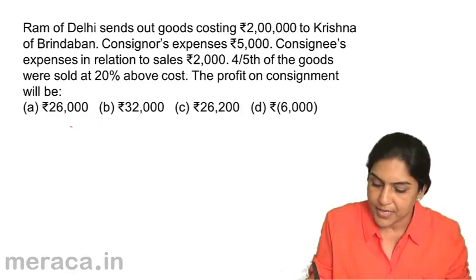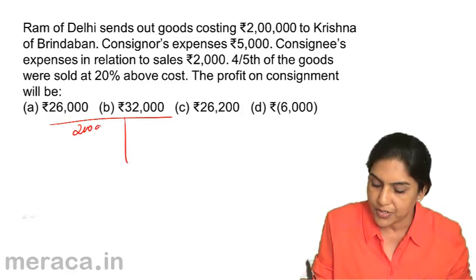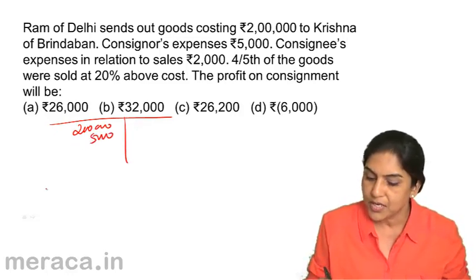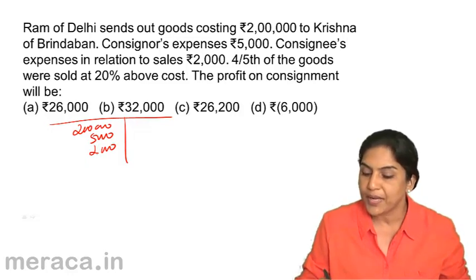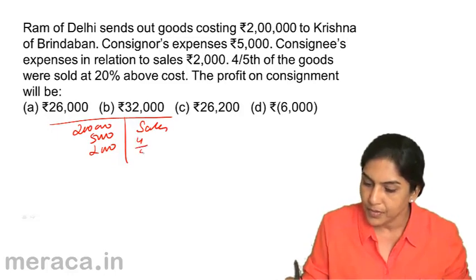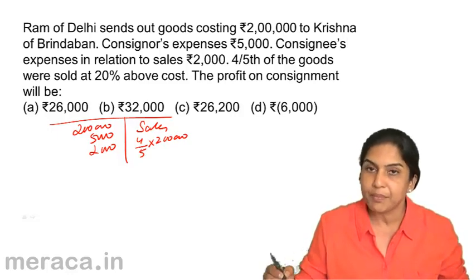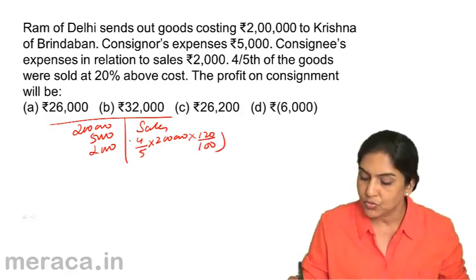You can make a consignment account. Quick T form. Cost of goods sent on consignment 2 lakh. Consignor's expense is 5,000. Consignee's expenses 2,000. Then 4/5 of the goods was sold at 20% above cost. So what is the sales value? 4/5 of 2 lakh is sold at 20% above cost, so into 120%.